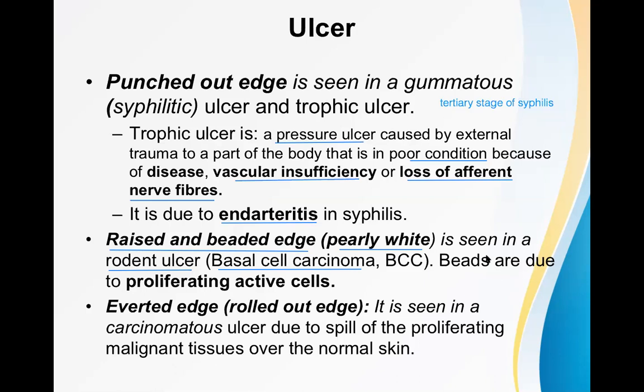Now, these beaded appearances are due to proliferating active cells because this is a malignant tumor. Now, one more, which is very important from the exam point of view, is the everted edge or rolled out edge. It is seen in a carcinomatous ulcer due to spill of the proliferating malignant tissue over the normal skin, because they are rapidly proliferating. The normal tissue cannot compete with them. So they spill over on the normal skin and overhang there. That is known as everted edge. And this is very typically seen in squamous cell carcinoma.